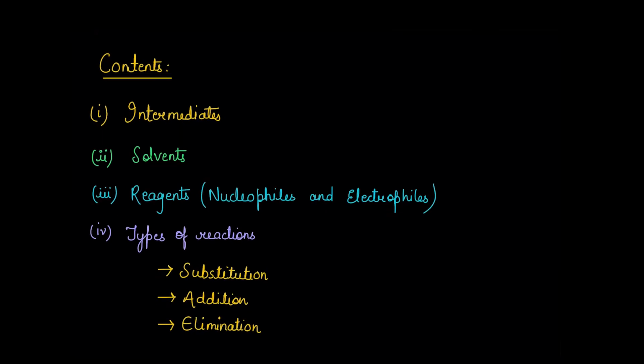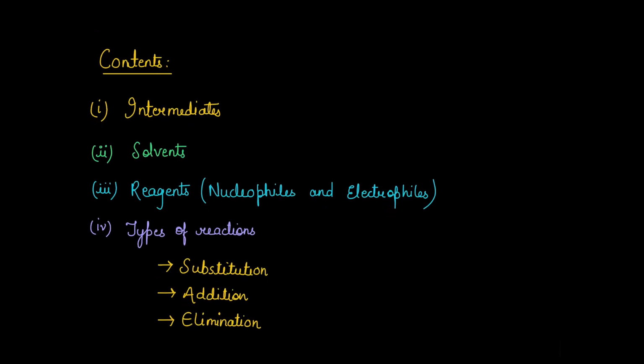So these are the following contents that we'll be covering in this topic. It's going to be a very long playlist, so maybe around 25 plus lectures. First of all, we'll look at intermediates, how they are formed, how their stability is determined, etc. In this, we'll study about carbocations, carbanions, free radicals, carbenes, nitrenes, benzynes.